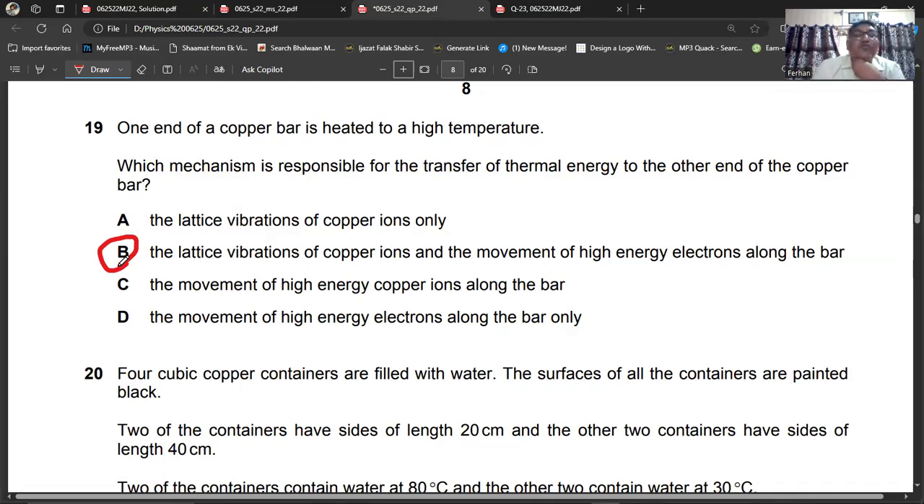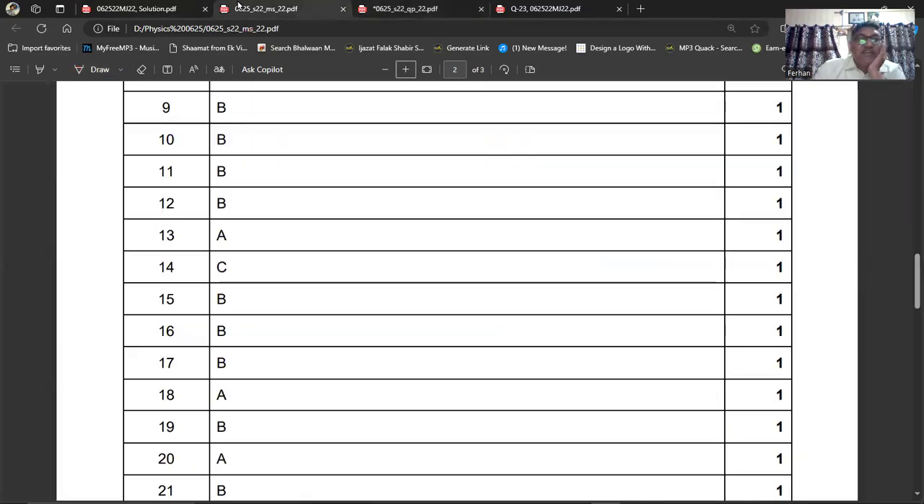The molecules do not move. They remain in their fixed position. They only vibrate. So I think 19B is the choice.